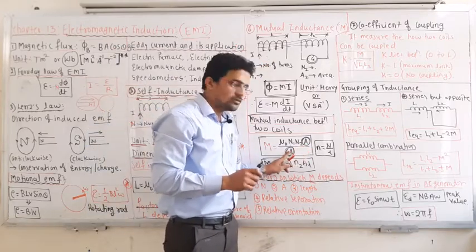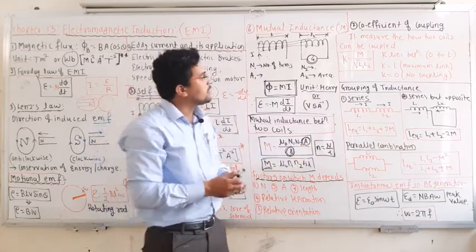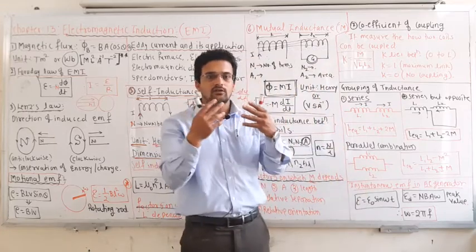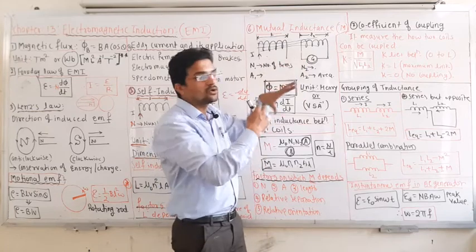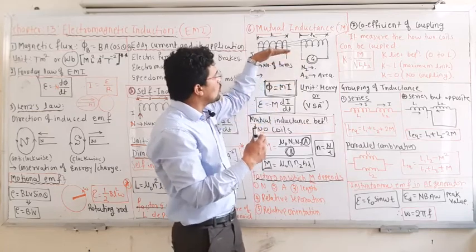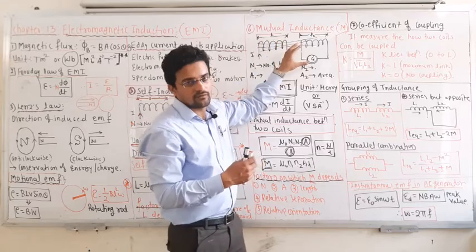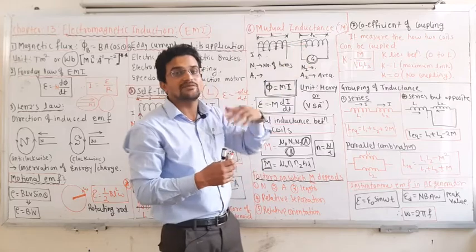Okay, so length will be larger and the area should be smaller. Okay, so next is the coefficient of coupling. Coupling means managing something, or you can say couple. So these are two coils coupled together. What orientation should I make to get the maximum EMF? Meaning, how should I place them side by side so that I get the maximum EMF?